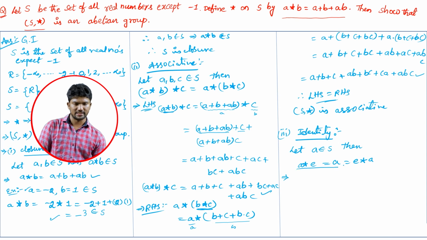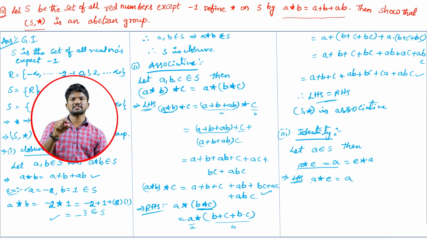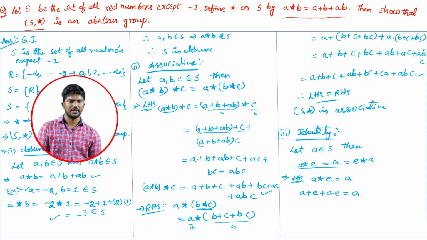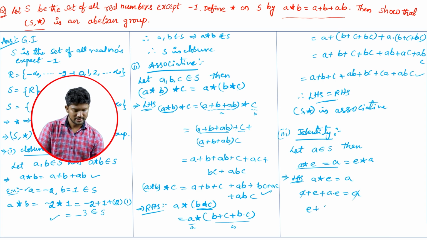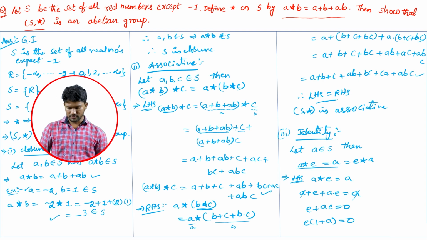Now I am taking this LHS part. Okay, so that is A star E is equal to small a. Again, if you observe here, A star E is in the format of A star B. Okay, so write the formula. A plus, in place of B we have small e, plus A into E is equal to A. On both sides, if you cancel a, so therefore you will get E plus A into E is equal to 0. Then if you take E common, E into 1 plus A is equal to 0.